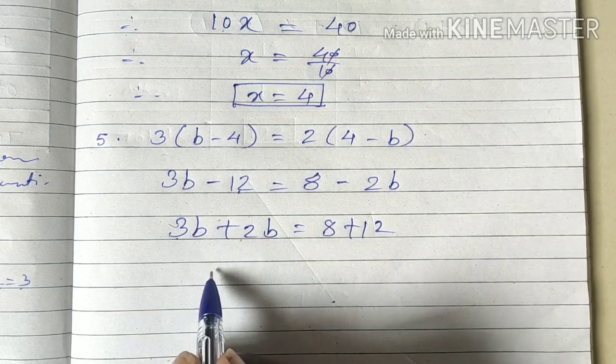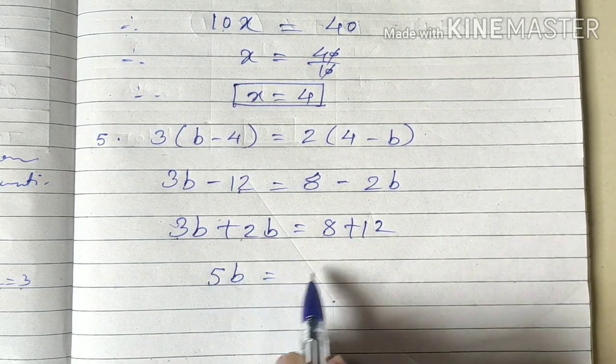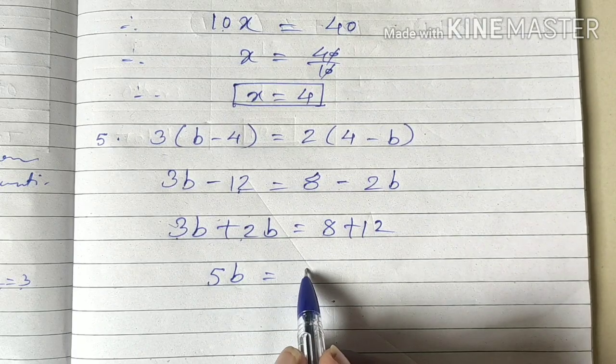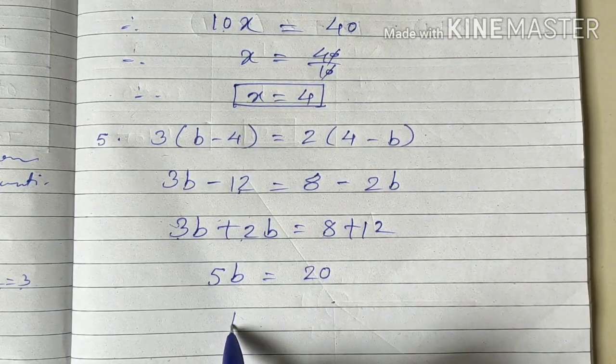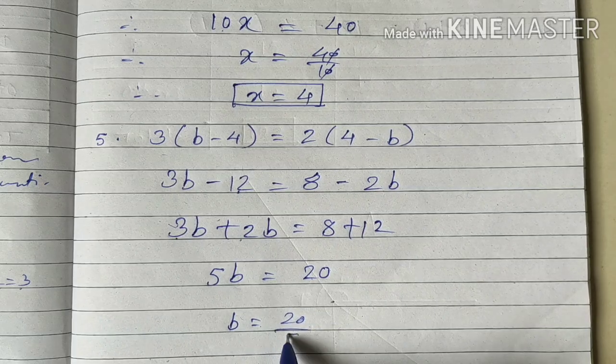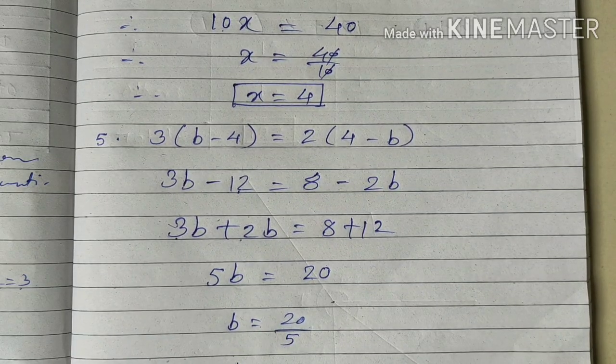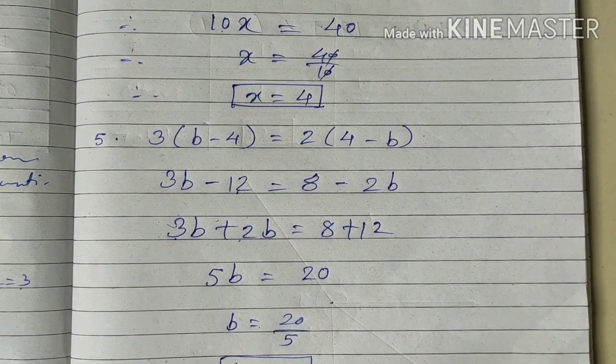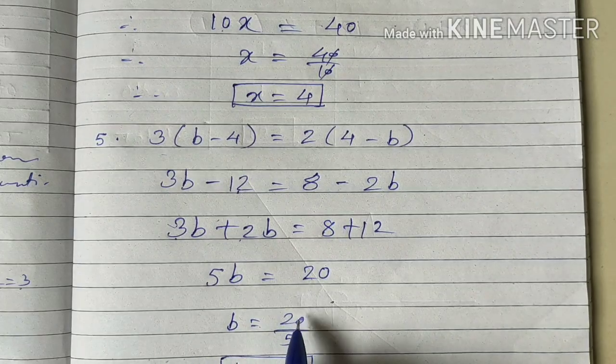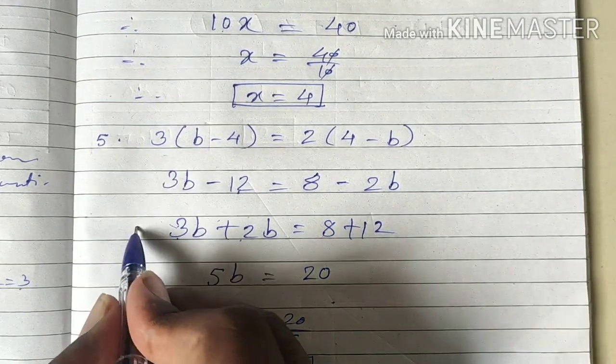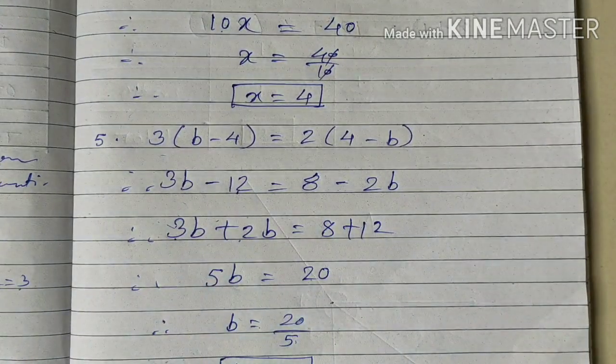So 3 plus 2 will become 5b. 8 plus 12 will be 20. 5 is in multiply. Going that side goes for division. Therefore the value of b is 4. Got it? 5 ones are 5, 5 fours are 20. So this is the value of b. Got it?